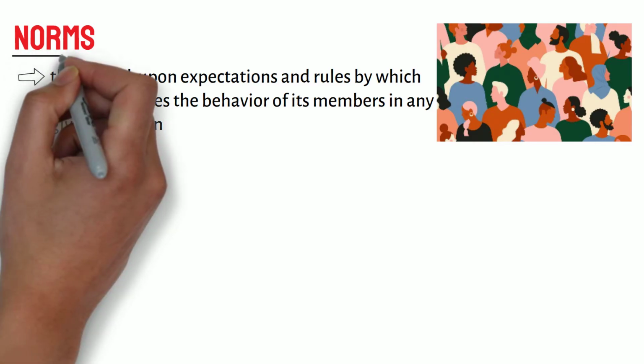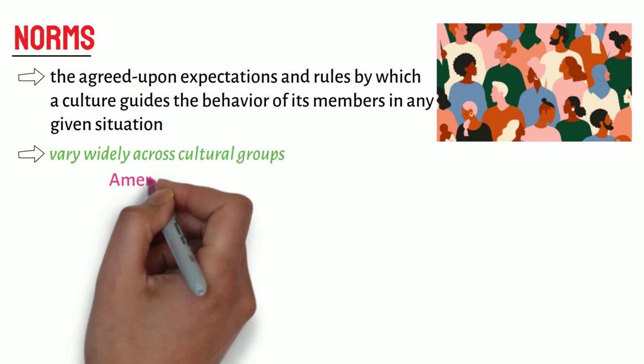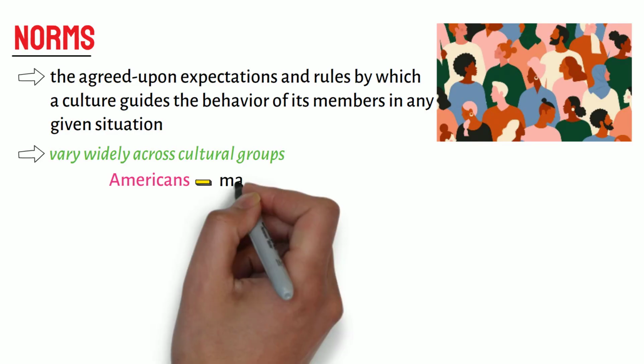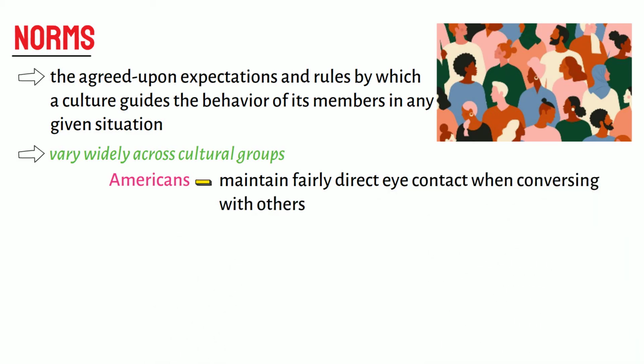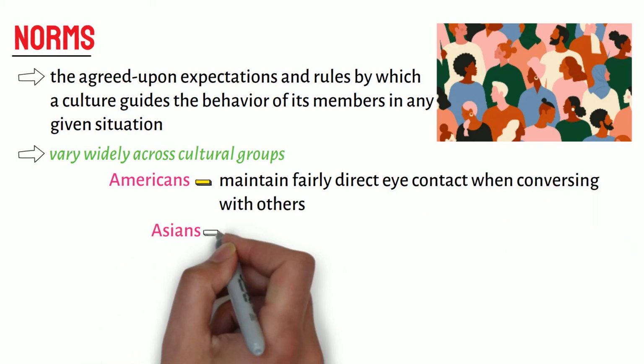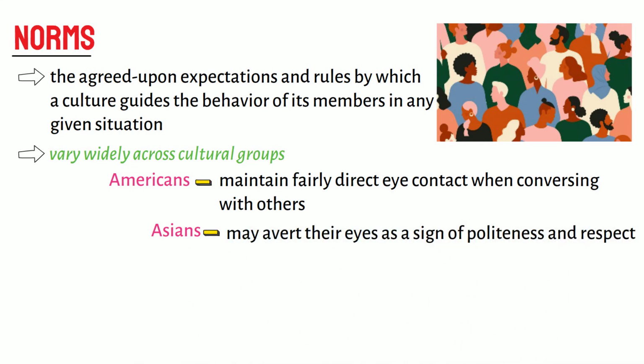Of course, norms vary widely across cultural groups. Americans, for instance, maintain fairly direct eye contact when conversing with others. Asians, on the other hand, may avert their eyes as a sign of politeness and respect.